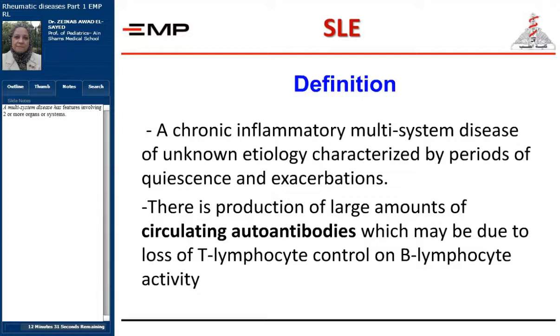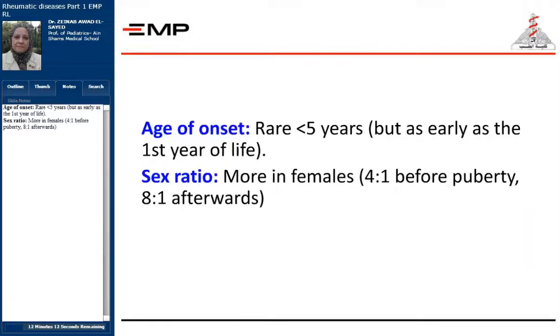There is production of large amounts of autoantibodies in this condition that circulate in the blood and become deposited in the tissues and lead to tissue inflammation and damage. This autoantibody formation is the result of the loss of the T lymphocyte control on the B lymphocyte activity. Systemic lupus erythematosus has its onset mostly after 5 years of age, and it's rare below that age, but it can be seen as early as the first year of life. It's more common in females, especially after puberty, where the female to male ratio is 8:1.